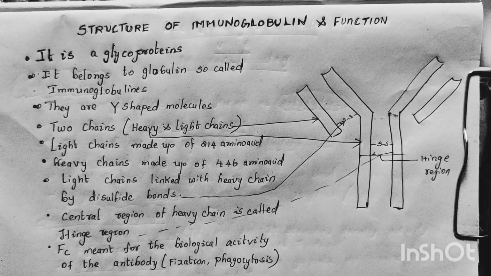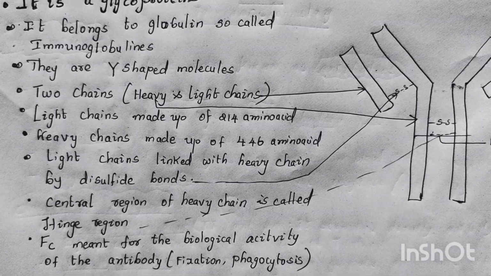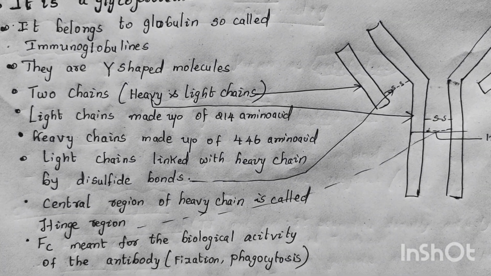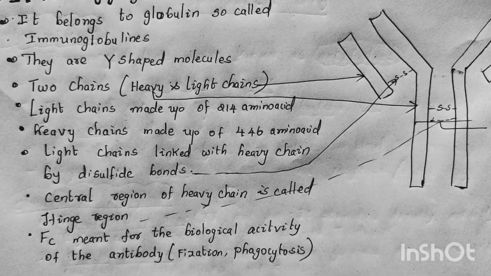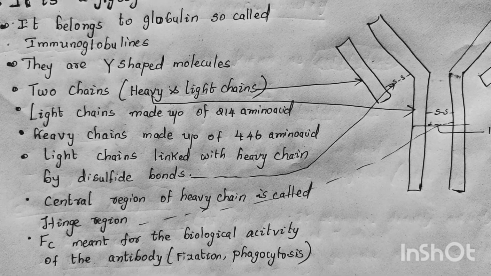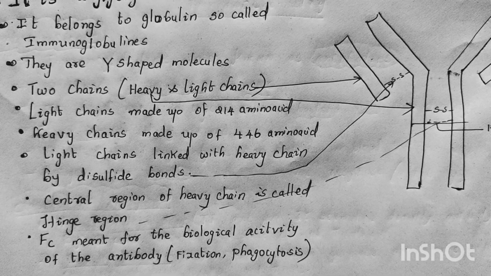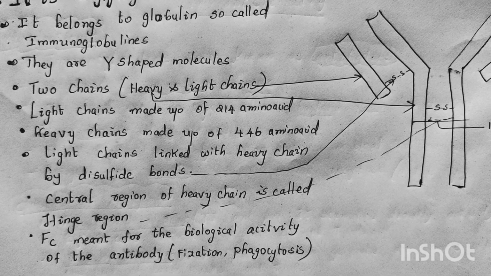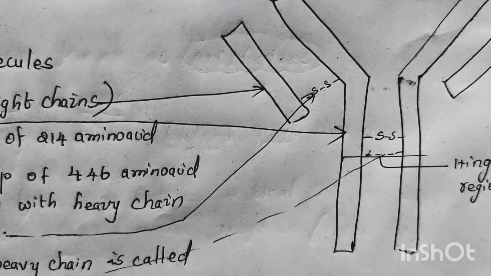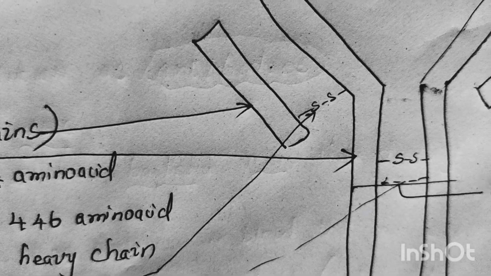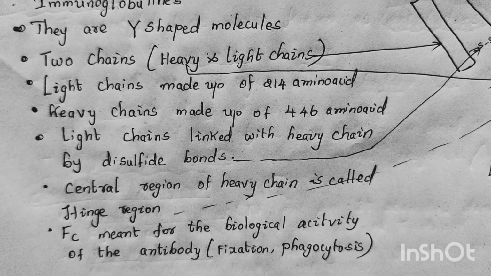And if you see, you have two chains. One is the heavy chain and another one is the light chain. The light chain is made up of 214 amino acids, and the heavy chain is made up of 446 amino acids. The light chain is linked with the heavy chain by a disulfide bond. Can you see the picture? Two sulfur atoms are joined together. That is the disulfide bond.